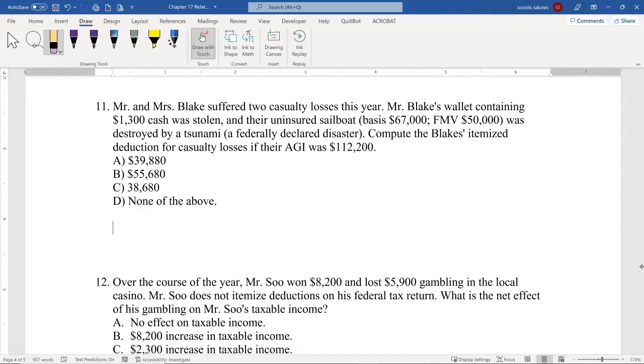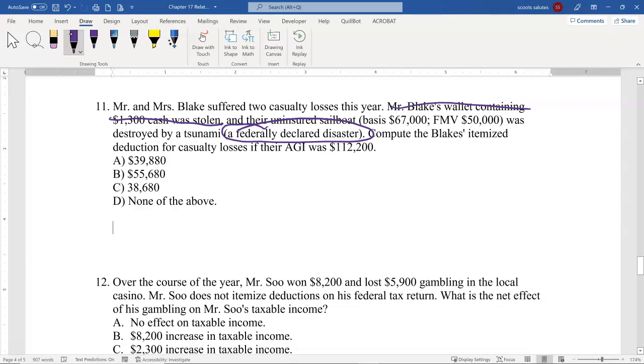One thing that we want to make note of is a change. Before 2018, this first event, when Mr. Blake's wallet containing $1,300 cash was stolen, you could make a case and try to add that to your casualty losses. Since 2018 started, that does not count because it is not a federally declared disaster. So we're not even going to look at that. We're going to be concerned about this sailboat because it was destroyed in a federally declared disaster.